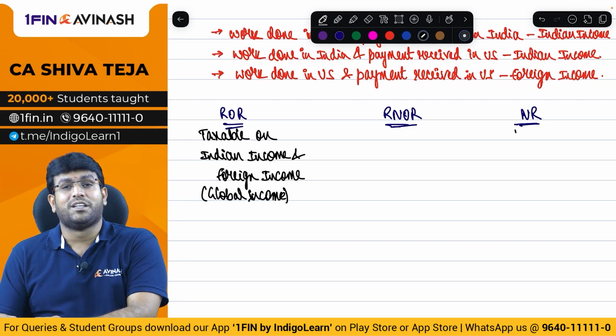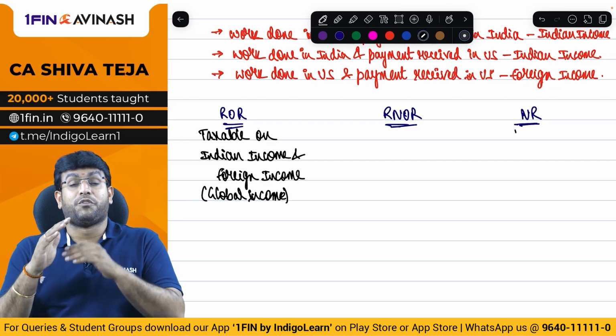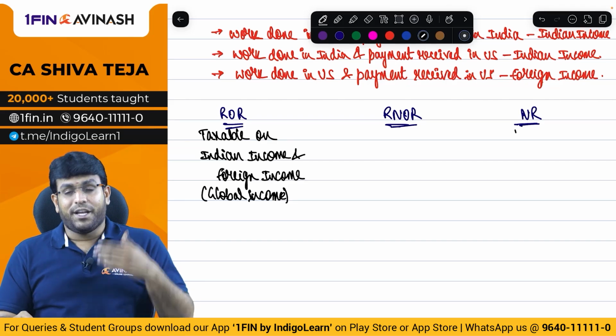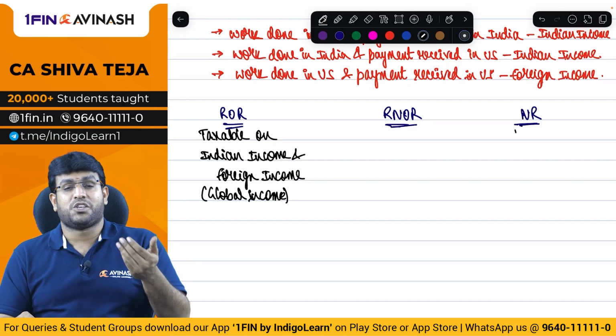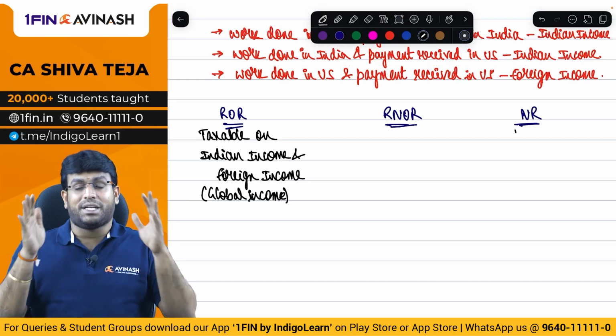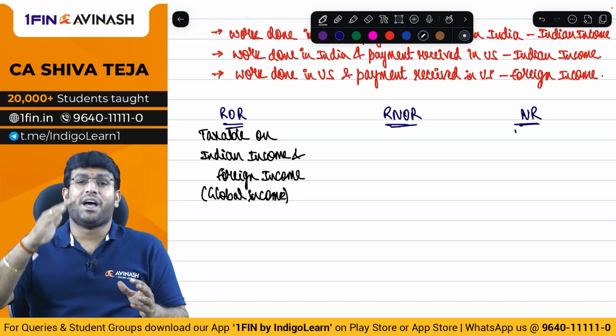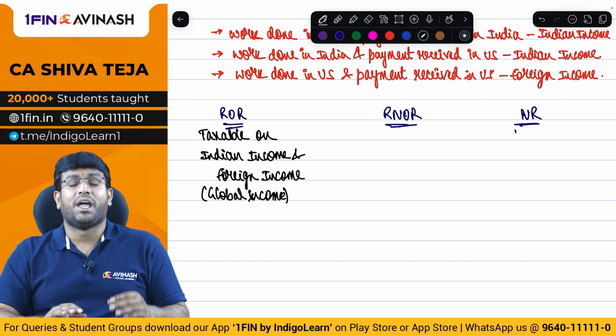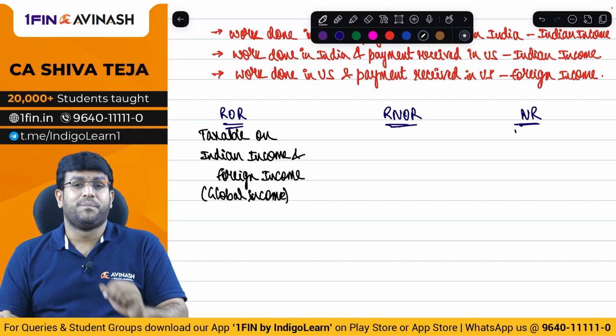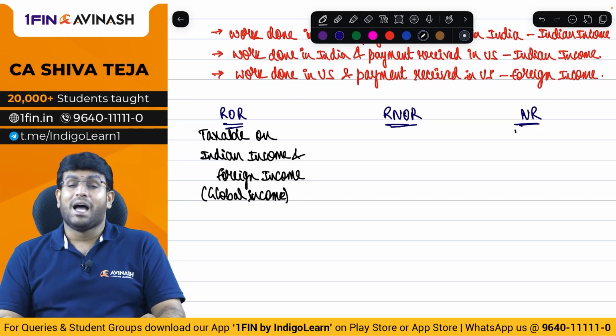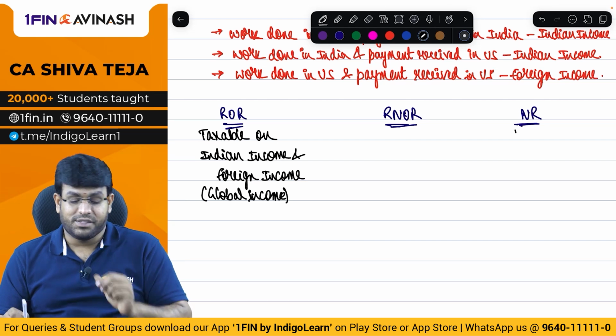What is the double taxation relief which is there for you at final level? Not now. At final level, you have that concept called double taxation relief, how that relief will come. But in general, resident and ordinarily resident, ROR, is taxable on global income. That is, both Indian income as well as foreign income will be taxable.